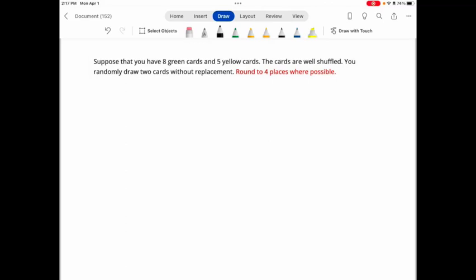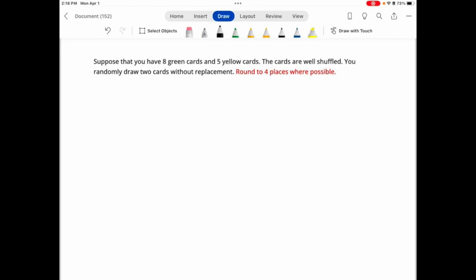Okay, let's look at a second example. And again, this is coming from your homework. It says, suppose that you have 8 green cards and 5 yellow cards. The cards are going to be shuffled and you randomly draw 2 cards without replacement.